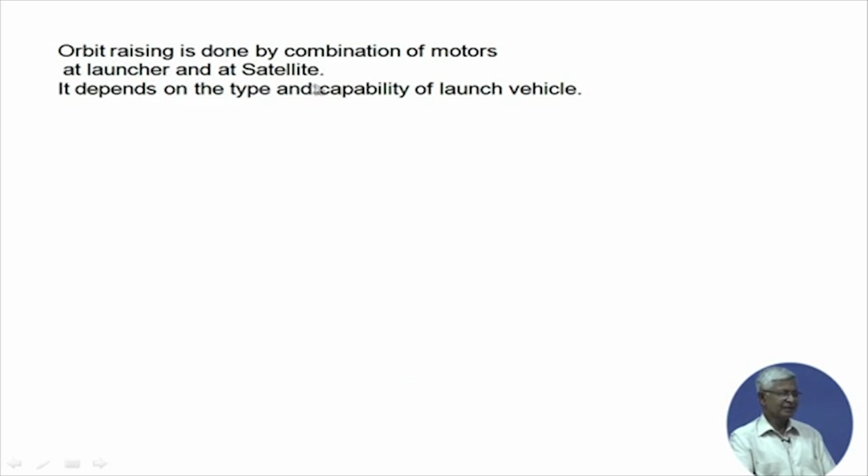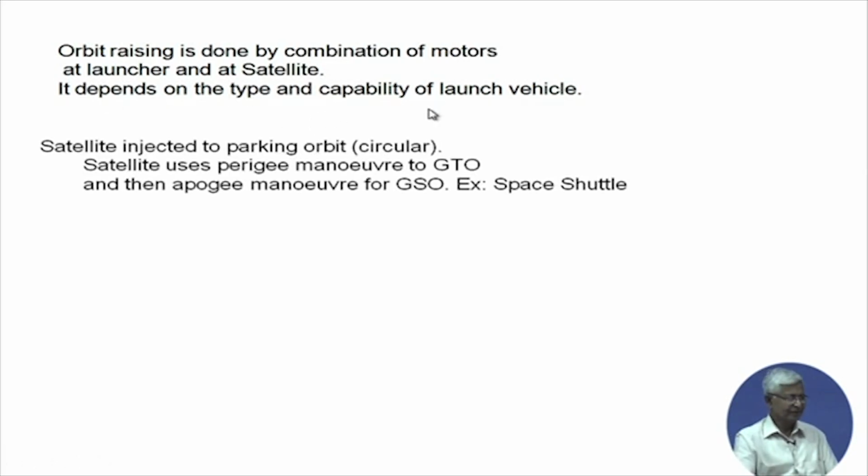This orbit raising is done by a combination of motors at the launchers and at the satellites. It depends on the type and capability of the launch vehicle. After injecting into the parking orbit, the satellite uses a perigee maneuver to GTO. We have shown that diagram earlier. Then an apogee maneuver to GSO. A space shuttle is one of the examples which does it this way.